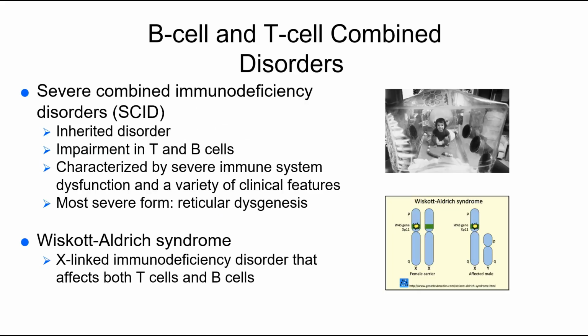To go back to these, sorry, I confused those earlier. Wiskott-Aldrich is an X-linked deficiency affecting T and B cells. And SCID, severe combined immunodeficiency disorder, is also impairment of T and B cells, and it is very severe. Reticular dysgenesis, specifically, is the source of that bubble boy storyline.